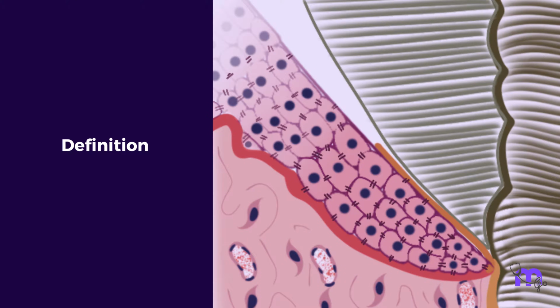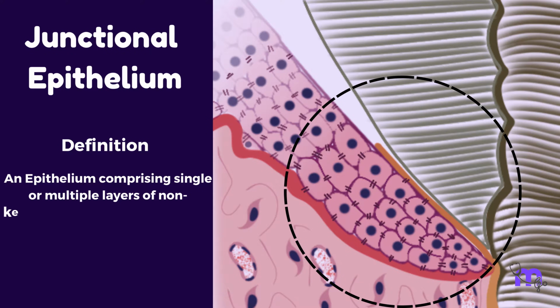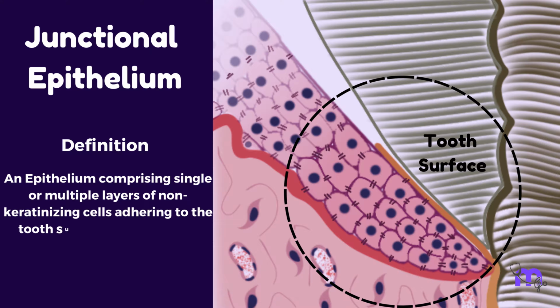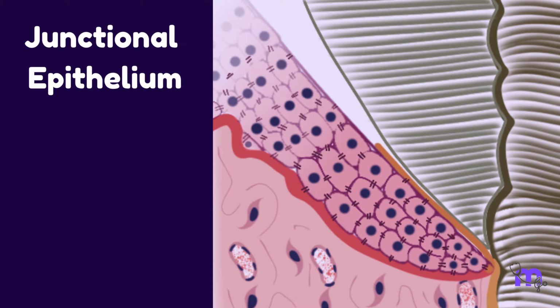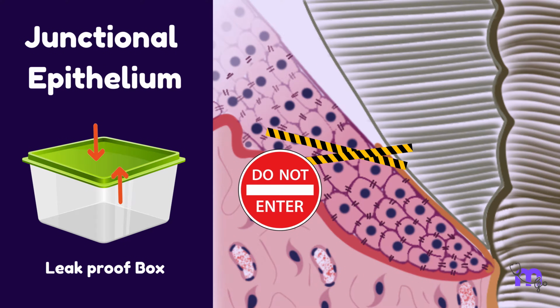By definition, junctional epithelium is an epithelium comprising single or multiple layers of non-keratinizing cells adhering to the tooth surface at the gingival crevice's base. It consists of a collar-like band of stratified squamous, non-keratinizing epithelium. Visualize junctional epithelium as a lid seal on a leak-proof box. The job of the lid seal is to ensure nothing leaks in or out, just as junctional epithelium seals the tooth, protecting the gum tissues from harmful bacteria.